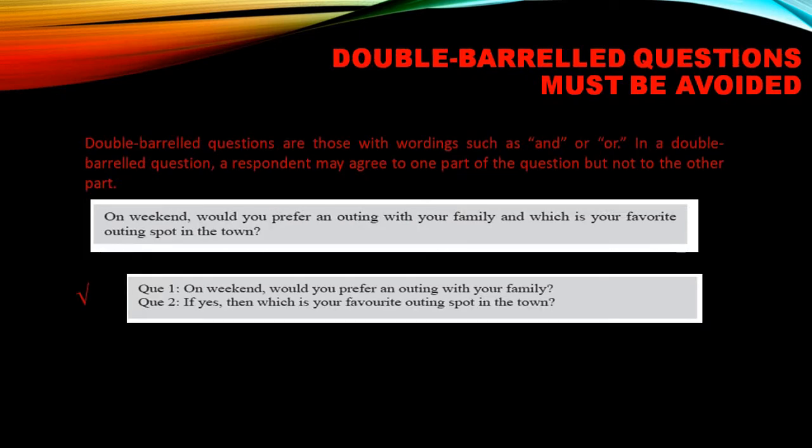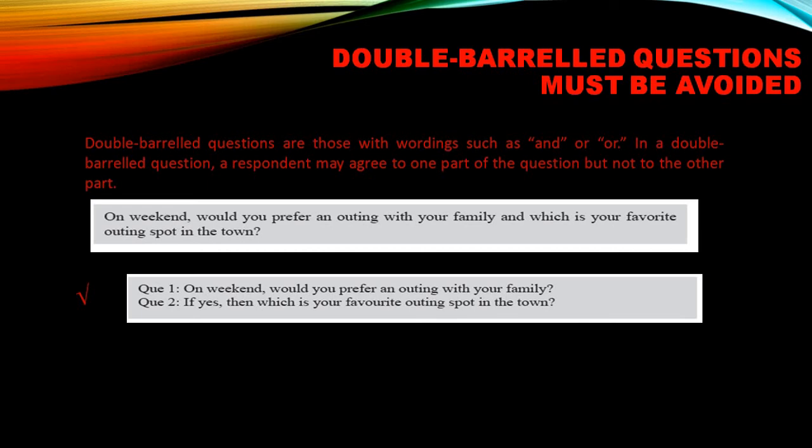Okay, now double barrel questions. You can see that on weekend, would you prefer an outing with your family, and which is your favorite outing spot in your town? So there are two questions in the same, so you have to split it up into two questions. That is, question 1, on weekend, would you prefer an outing with your family?